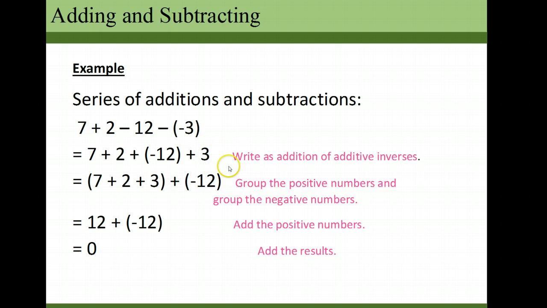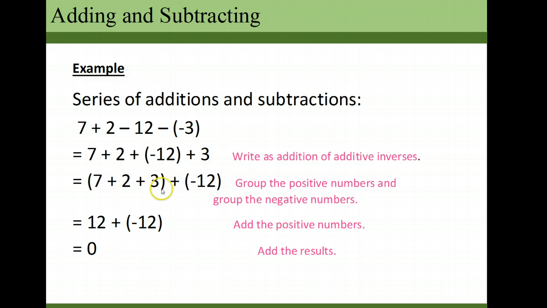Now what we want to do is group the positive numbers and group the negative numbers. So remember, we're using the associative property of addition as well as the commutative property of addition here. So the 7 plus 2 plus the 3, we're just reordering and putting all the positive numbers near each other, grouping them with a set of parentheses, and putting the negatives over here all by themselves. There's only one of them, but if there were more negative numbers you were adding, you would group them over here as well.